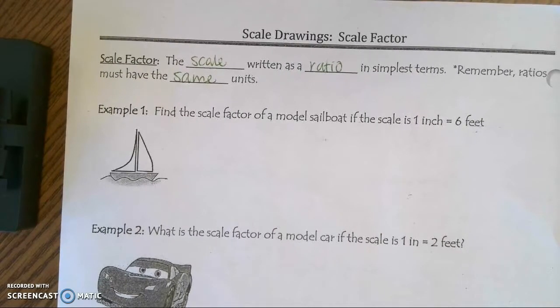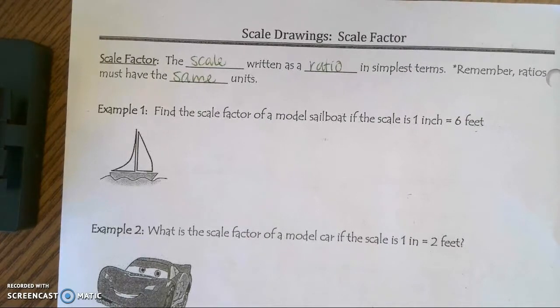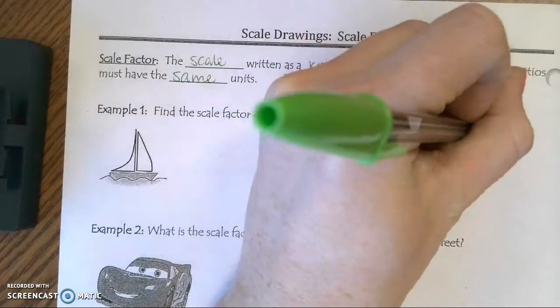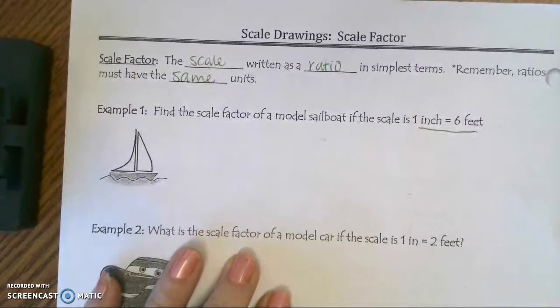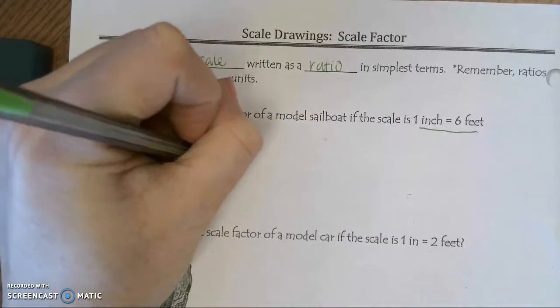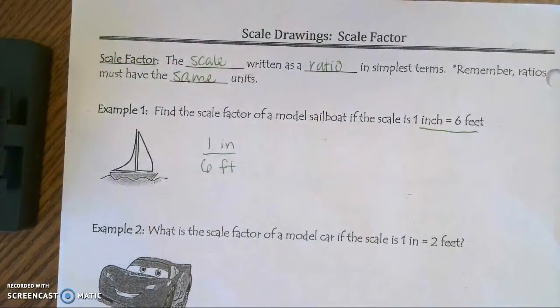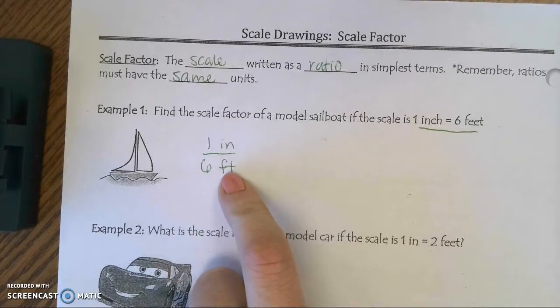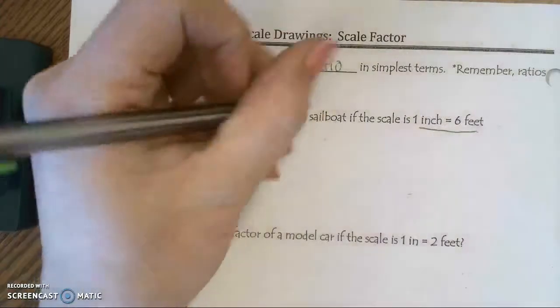It says find the scale factor of a model sailboat if the scale is 1 inch equals 6 feet. So the first thing that I want to do is take our scale and write it as a ratio. So I'm going to put 1 inch on top and 6 feet on the bottom. Okay, so in order for it to be a scale factor, remember we have to convert our units so that the units on top match the units on the bottom. So I'm going to convert my feet to inches.